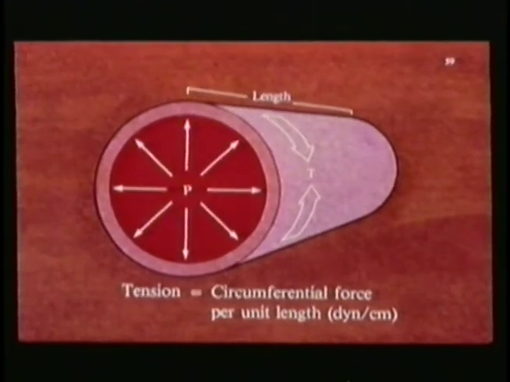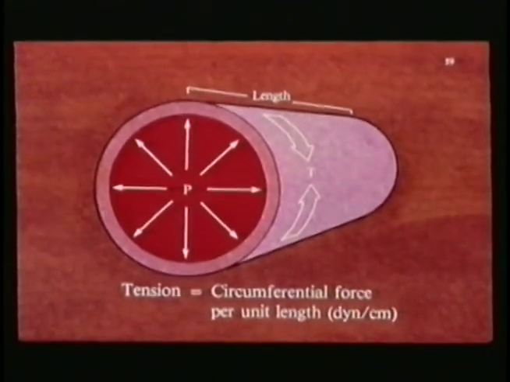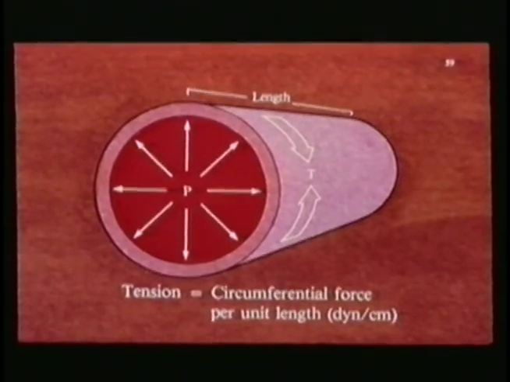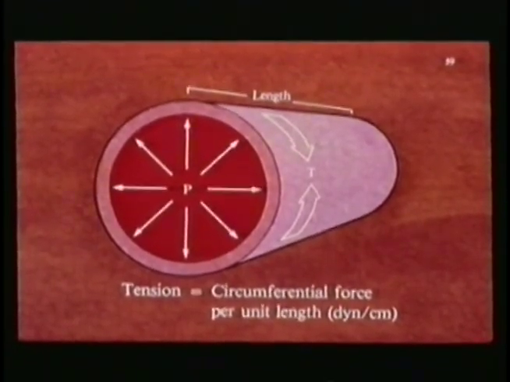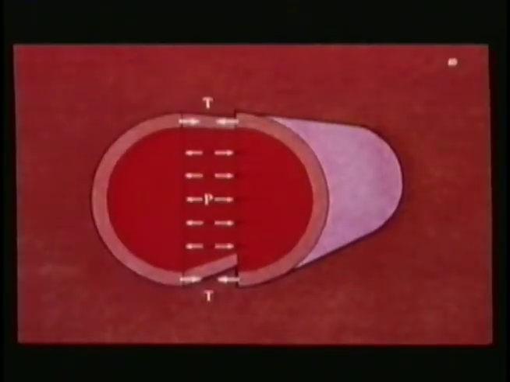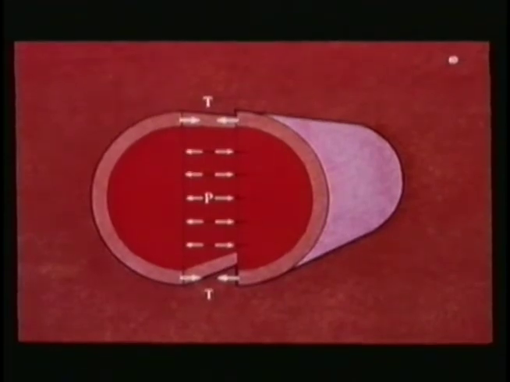Distension of the vessel causes stretching of the wall and leads to the generation of circumferential tension, T, in the wall. Tension is the force per unit of vessel length measured in dynes per centimeter. 60. Consider the forces acting on a plane that bisects the vessel along its length. The force of the distending pressure, P, is balanced by the force of the circumferential wall tension, T, generated within the vessel wall.